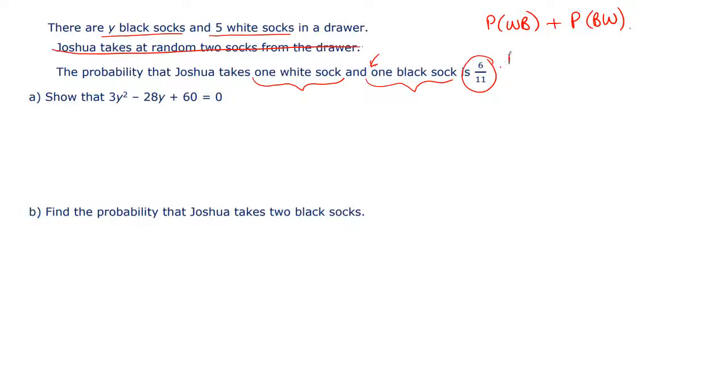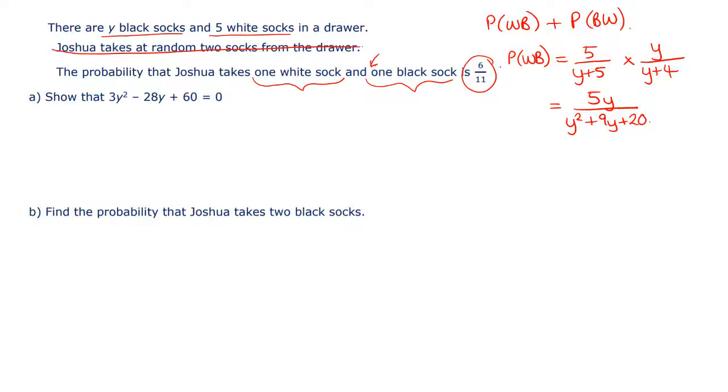So I'm just going to start by working out this first one. So a white sock, there are 5 of those out of y plus 5 in the drawer, and there are y black socks, and this time we've got y plus 4 that are left in the drawer. So I'll just simplify that. That's 5y over, and then to multiply the denominators, I'm just going to use FOIL.